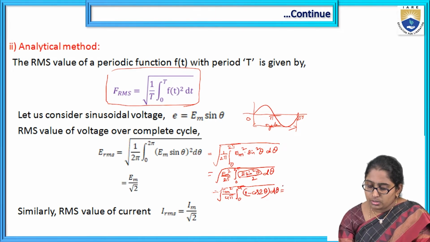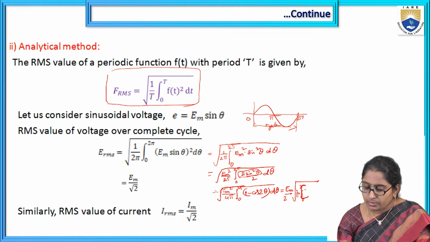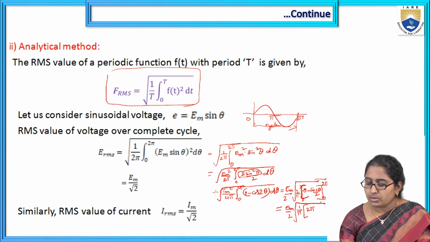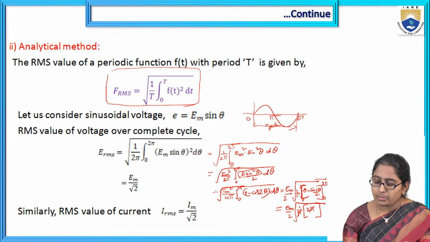So Em square by 4 pi, taken out of the root, becomes Em by 2. So 0 to 2 pi. I'm simplifying: the integral of 1 is theta, and the integral of cos 2 theta is sine 2 theta by 2. So at 2 pi, simplify: Em by 2 under root, 1 by pi, 2 pi, and sine 4 pi is 0. So pi gets cancelled, and here we get Em by root 2.